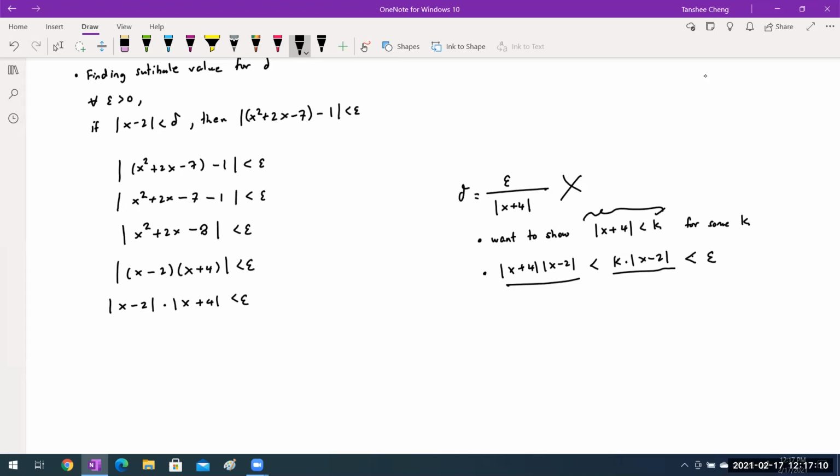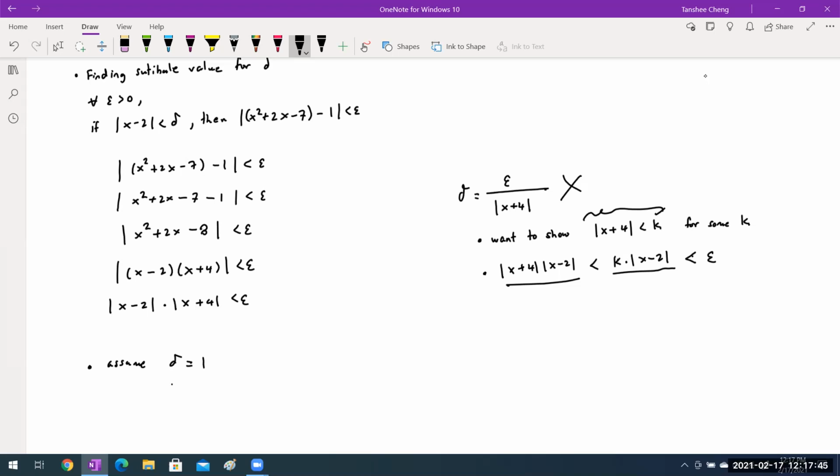Since we understand that if we found a delta value, any delta value that's smaller than that will work. So the assumption we need to make right now is that my delta is equal to 1. And why do we choose delta equal to 1? What we want to point out is that this assumption helps us find out what the k value is.